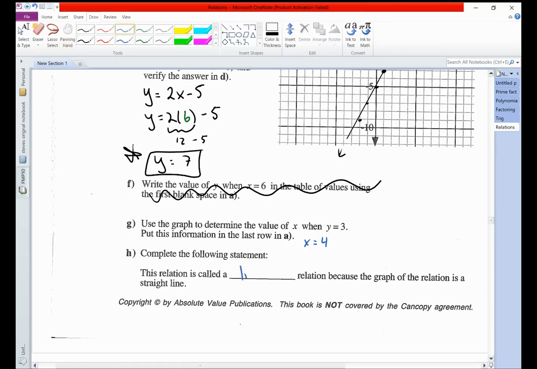This relation is called a linear relation because the graph of the relation is a straight line. See? Line. Straight line.